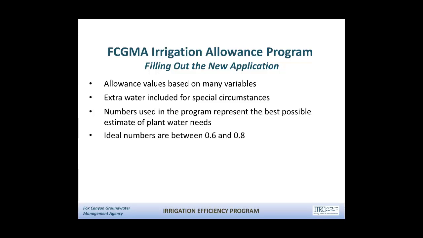Ideally, all or at least most growers will end up with values around 0.6 or 0.8. It may be that after a few years of program implementation, the numbers will be re-evaluated for accuracy based on results from growers. Some may turn out to be too low, while others may be a bit too high. Additionally, there may be some special cases where growers may need to contact the FCGMA and have their individual numbers adjusted based upon their specific conditions.